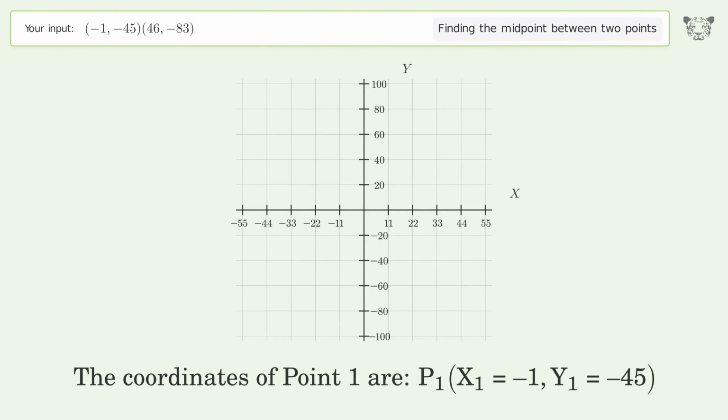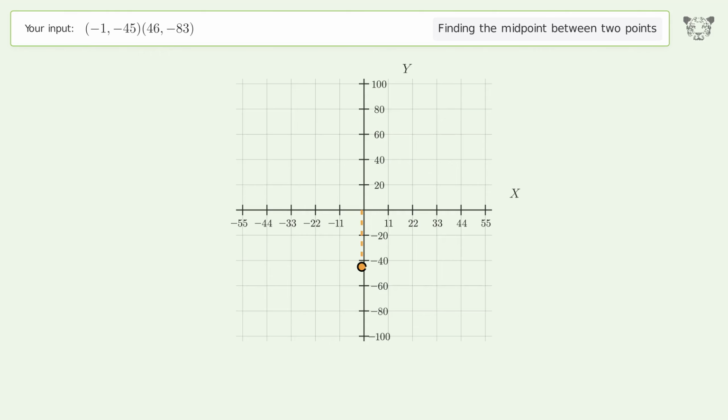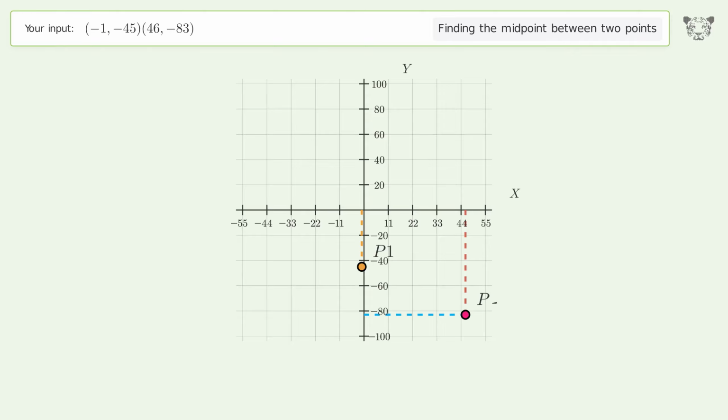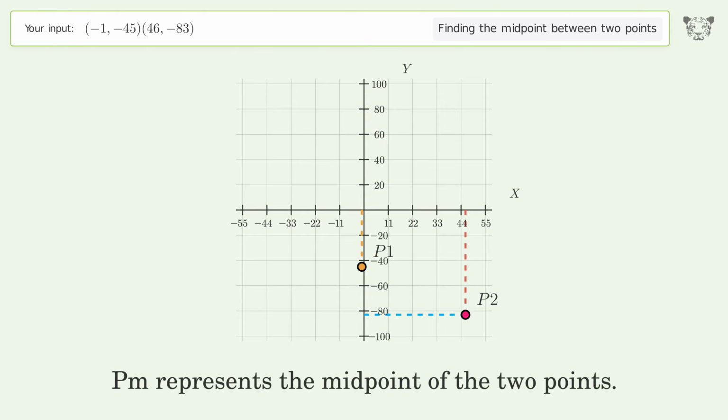The coordinates of point 1 are x1 equals -1, y1 equals -45. The coordinates of point 2 are x2 equals 46, y2 equals -83. PM represents the midpoint of the 2 points.